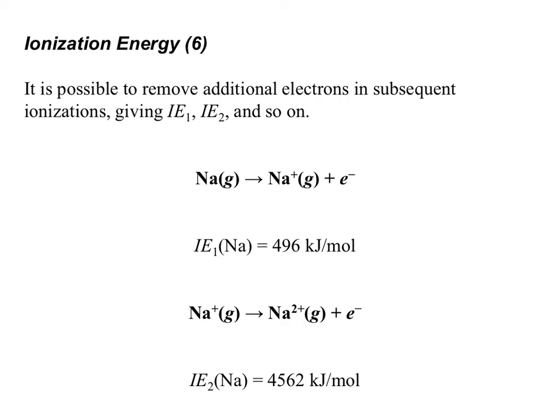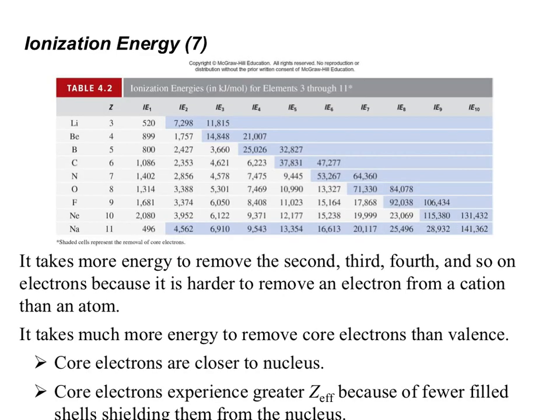It is possible to remove additional electrons in the subsequent ionizations, given IE1, IE2, and so on. We'll notice that the first ionization energy of sodium is 496 kilojoules per mole, but the second one is 4,562 kilojoules per mole. That is a drastic increase in energy required to ionize the atom. It takes more energy to remove the second, third, fourth, and so on electrons because it is harder to remove an electron from a cation than an atom.